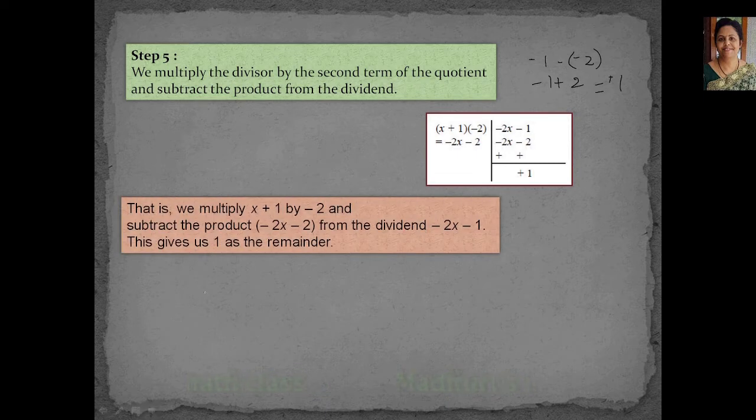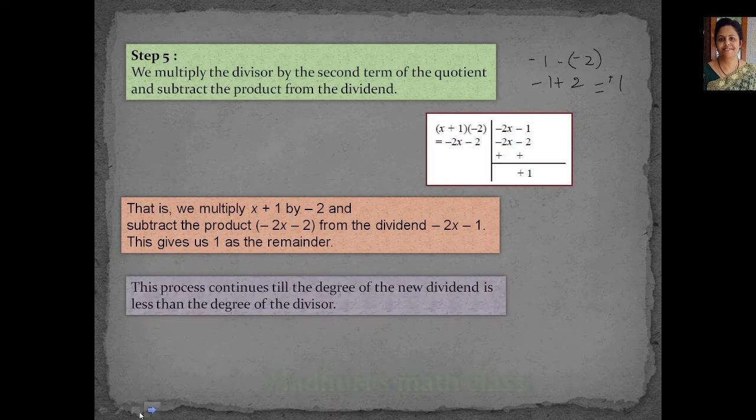Now we will multiply x plus 1 by negative 2 and subtract the product, negative 2x minus 2, from the dividend. Negative 2x minus 1 minus negative 2x minus 2 gives us 1 as the remainder. So this process will repeat. This process will continue till the degree of the new dividend is less than the degree of the divisor.